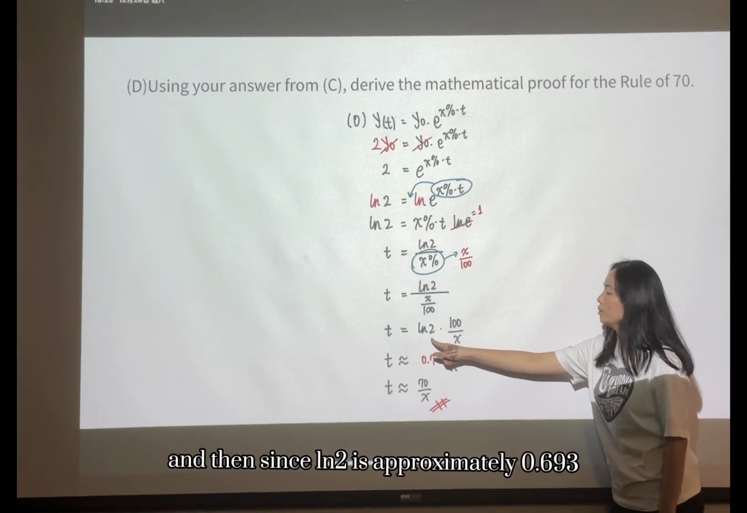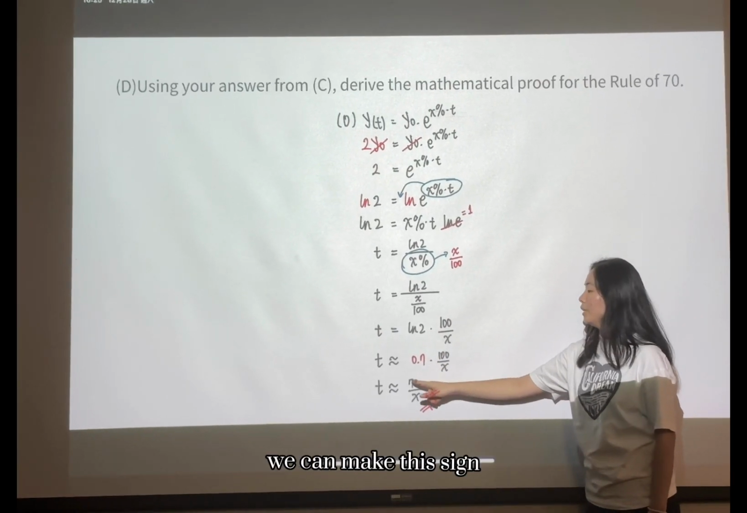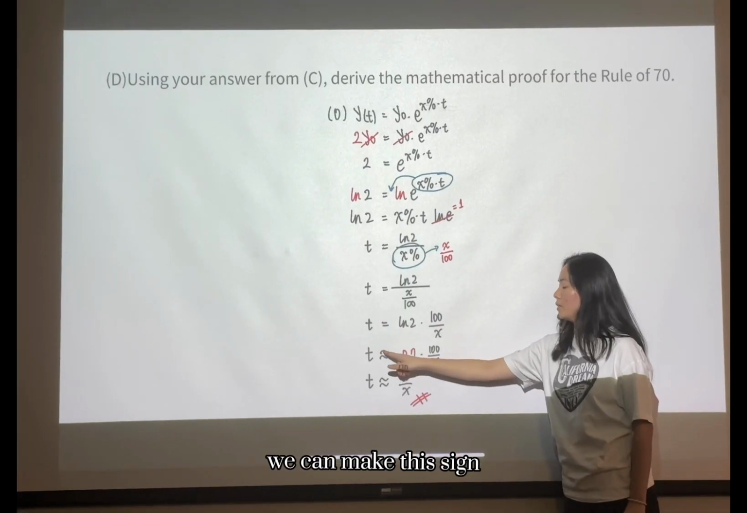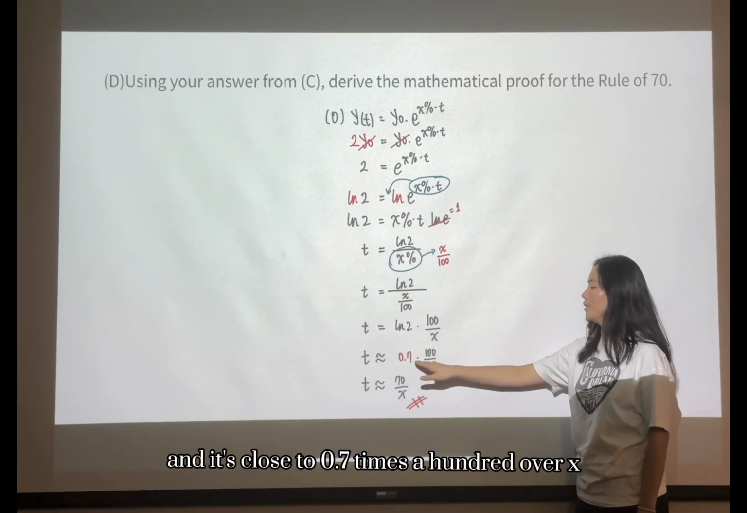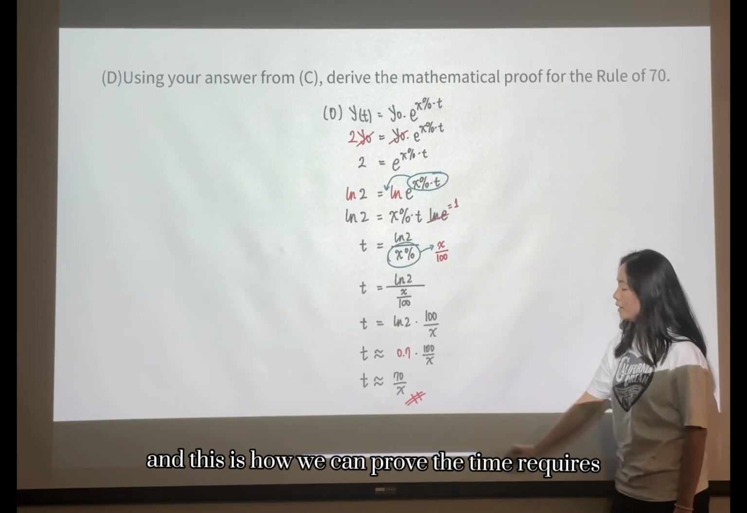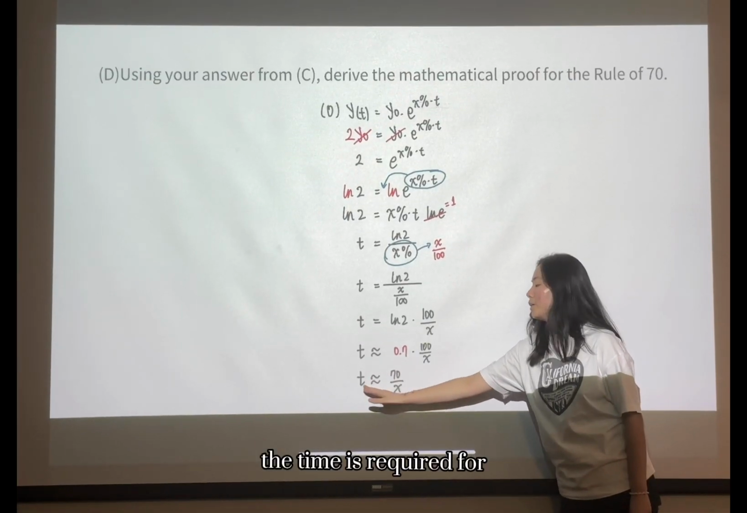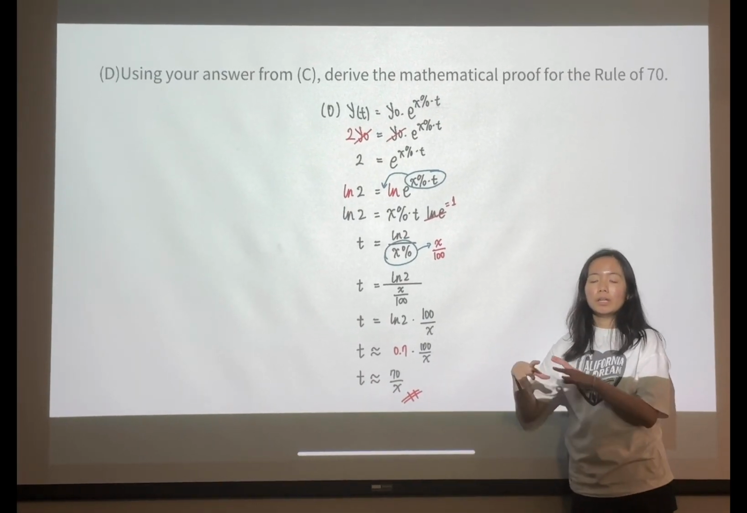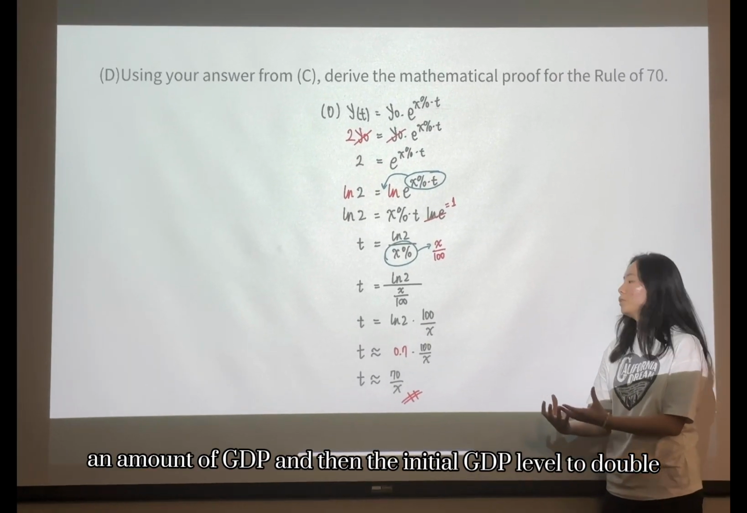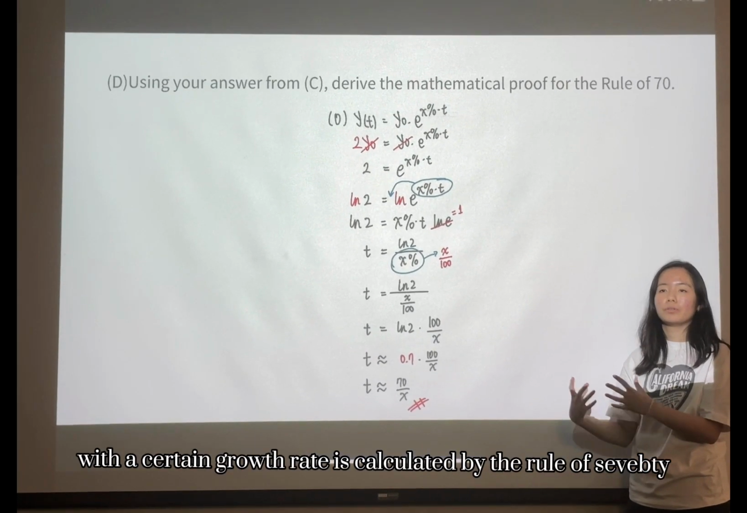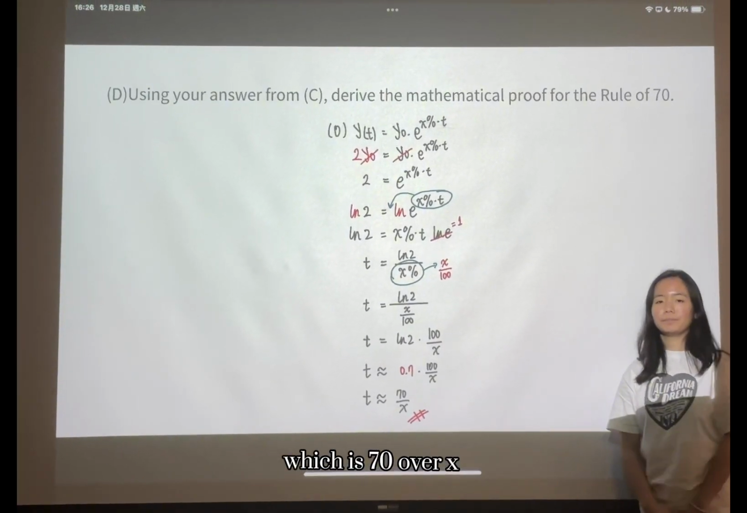Since ln 2 is approximately 0.693, we can make this approximation, and it's close to 0.7 times 100 over x. And this is how we can prove that the time required for the initial GDP level to double with a certain growth rate is calculated by the rule of 70, which is 70 over x.